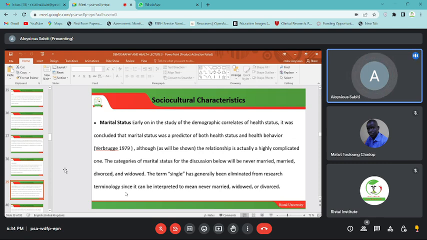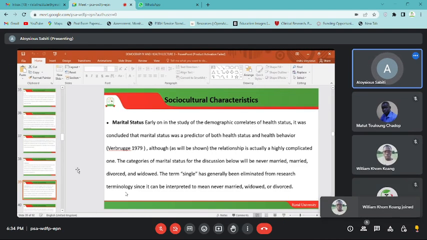So instead of using the word single in most of our studies, it is ideal that you use the term never in union, or never married. So in this discussion of marital status, the four most important descriptions we shall be using are that an individual is either never married, married, divorced, or widowed.